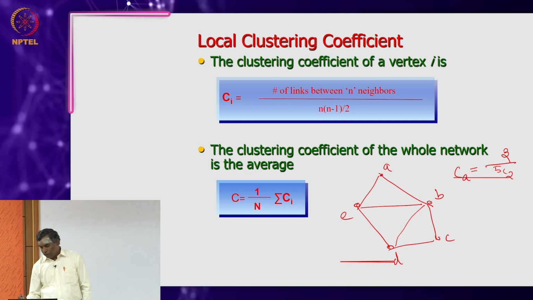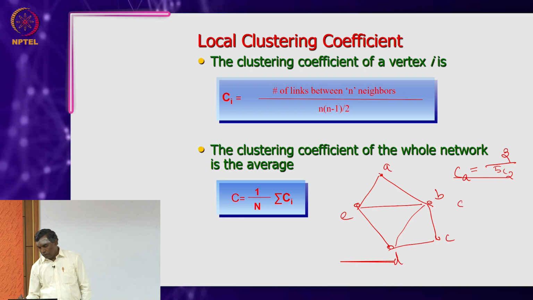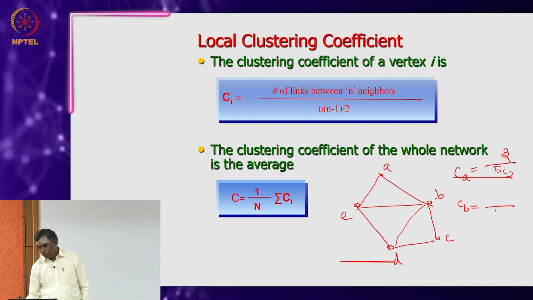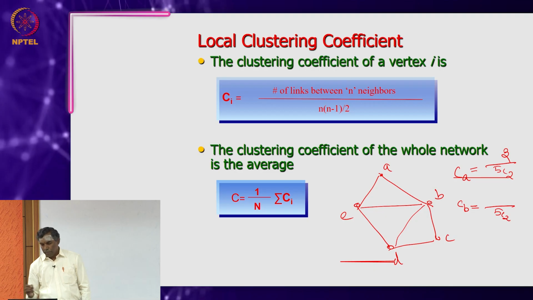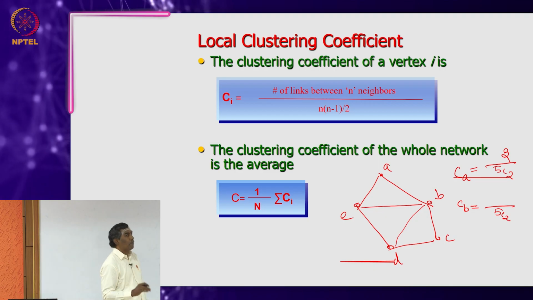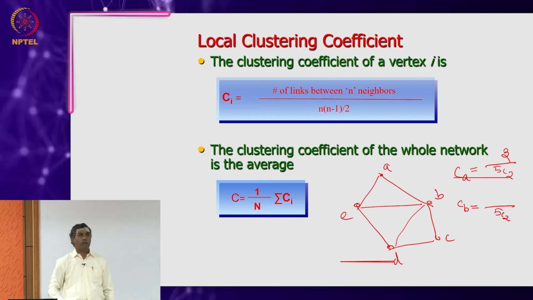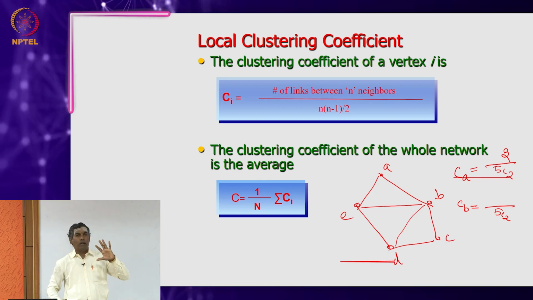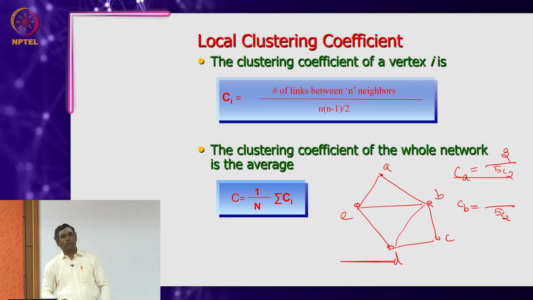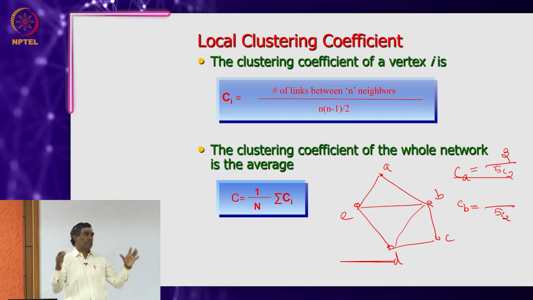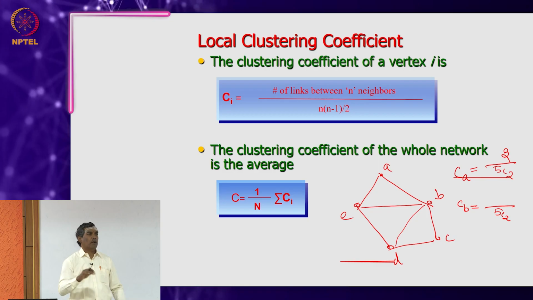If you look at this, for example, I want to find CB. Again, the denominator is 5 choose 2. How many neighbors for B? All the vertices are neighbors of B. Now, among these, how many edges are there?